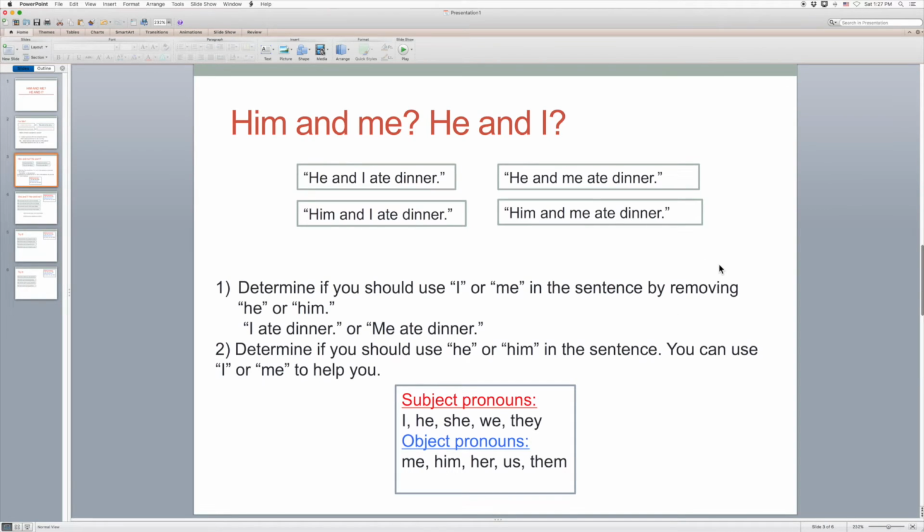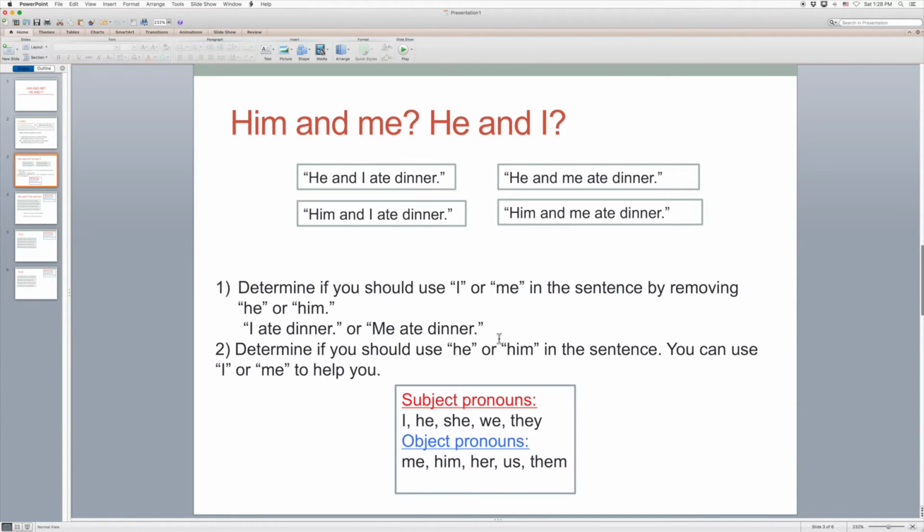Okay, so let's talk about what to do for him and me or he and I. Which of these is correct? So here we have 4 choices. He and I ate dinner. He and me ate dinner. Him and I ate dinner. Or him and me ate dinner. So there's a lot of different choices. You have 4 choices in this case.